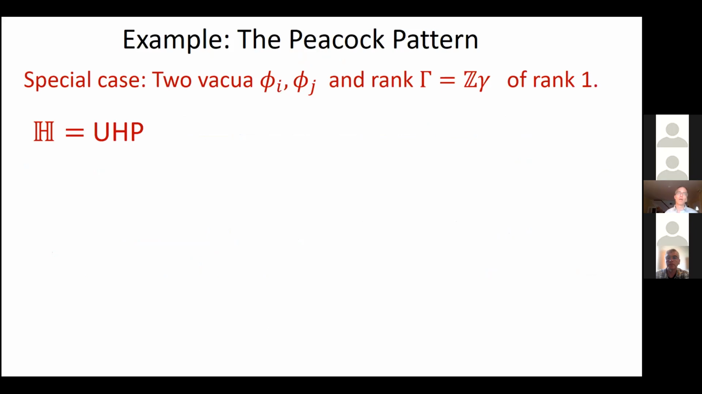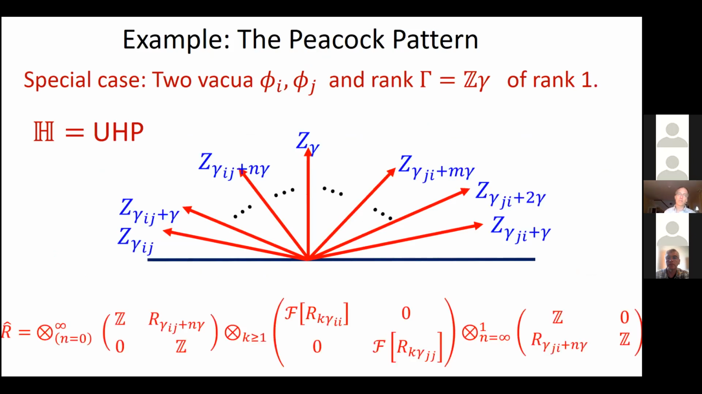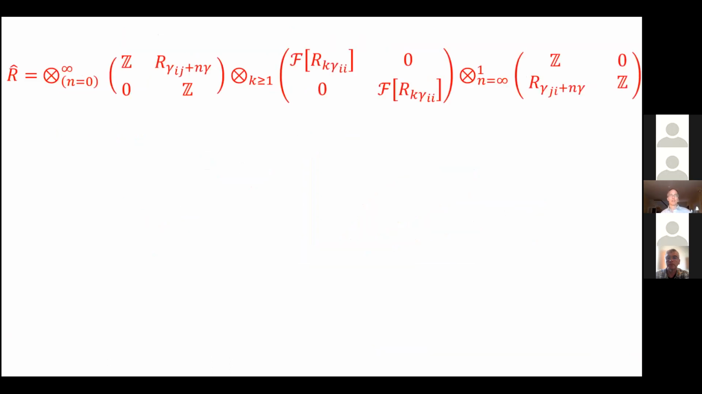That's the CP1 model. So that's our peacock pattern. We have two vacua and a rank one deck group. Let's take H to be the upper half plane, so we have this kind of peacock pattern. And then the R hat turns out to be a product of the categorified S factors. And then in the middle, we have these Fock spaces associated with all of the solitons of type ii and jj. And then again, we have the product of the elementary factors as we keep going clockwise to the other side. And so here's R hat.